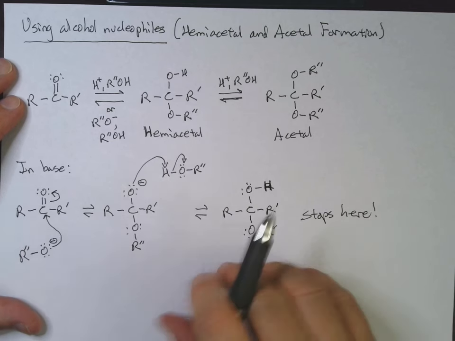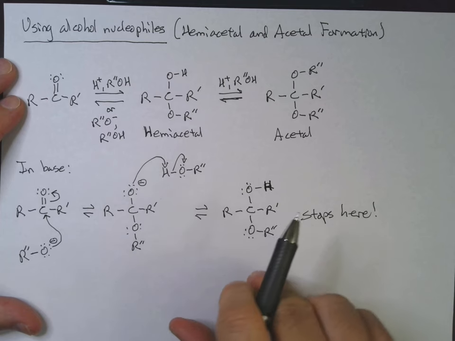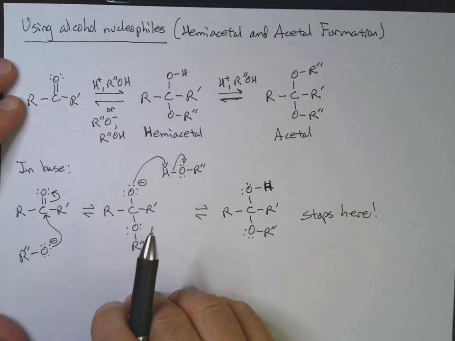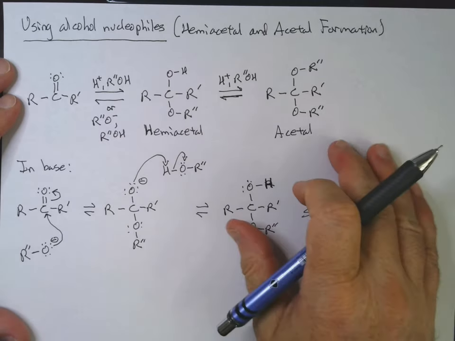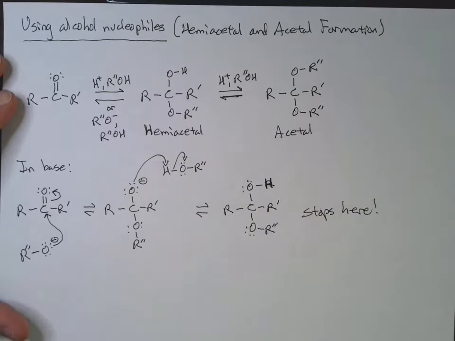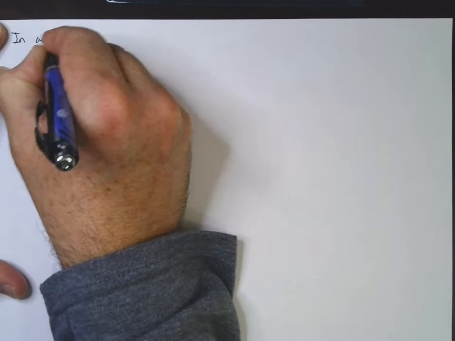So in base, we can make a hemiacetal. Base and water will hydrolyze a hemiacetal back to a carbonyl. But we can't go all the way to the acetal unless we have acid present. So let's take a look at that. So, in acid.